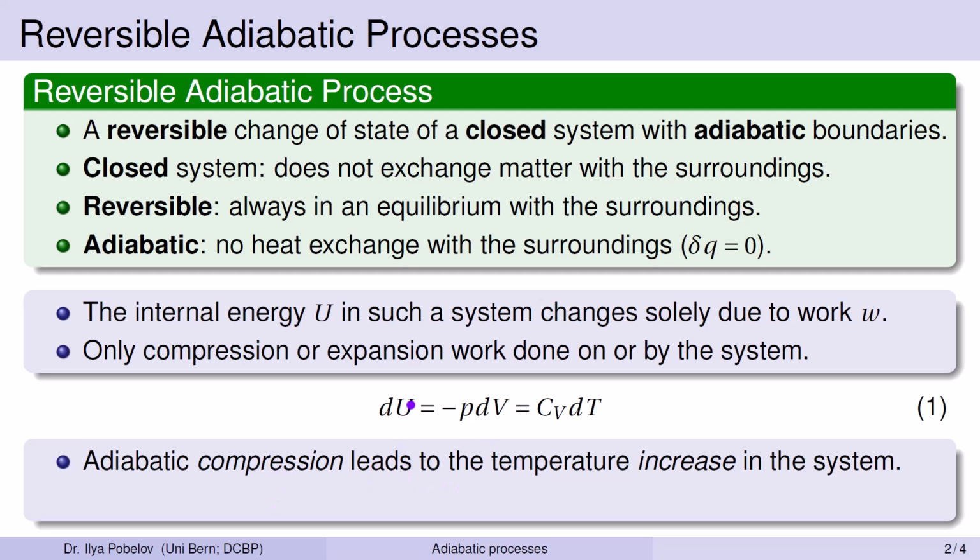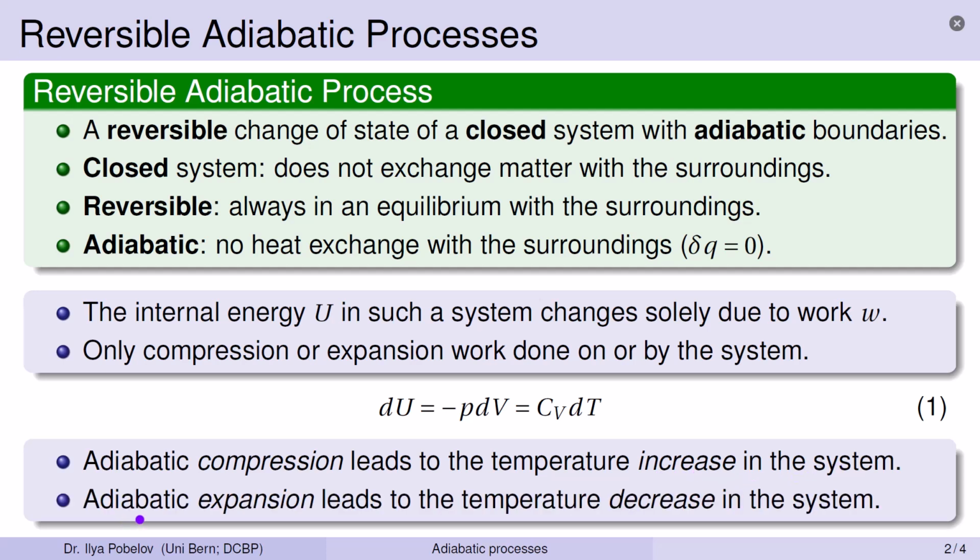Compression means that the volume decreases, dV is negative, internal energy increases, dU is positive, and temperature increases, dT is positive. So, adiabatic compression leads to an increase in the system's temperature because there is no heat release. Similarly, during an adiabatic expansion, the volume increases, internal energy and temperature decrease because there is no heat flow into the system to maintain its temperature.